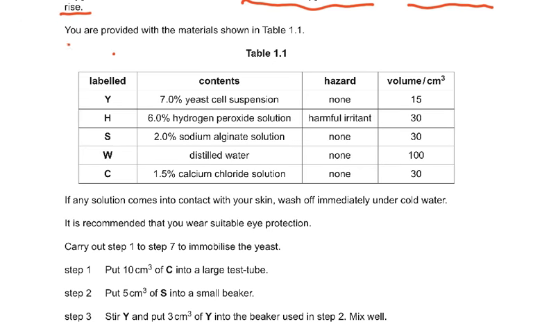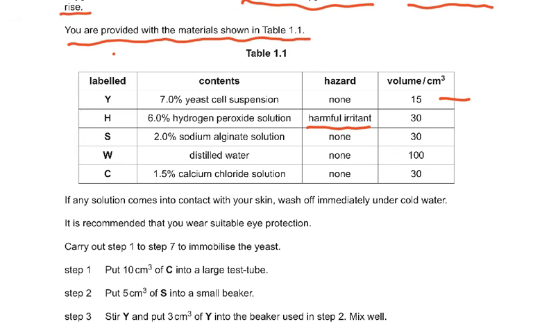You are provided with material shown in table 1.1. You must check all this as soon as you get the paper. So Y is 7% yeast cell suspension, and this is 15 cm cube. H is 6% hydrogen peroxide solution. It's a harmful irritant, so that is a hazard.